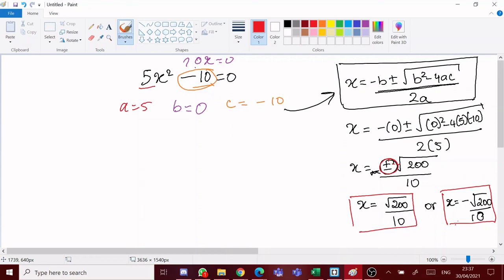So that's it for solving quadratic equations using the quadratic formula. It's pretty simple, but make sure to get a lot of practice with different scenario questions.